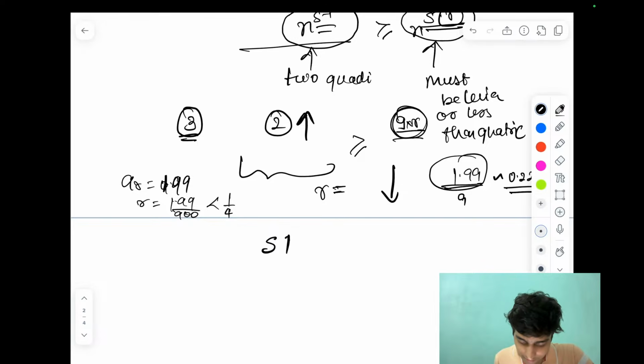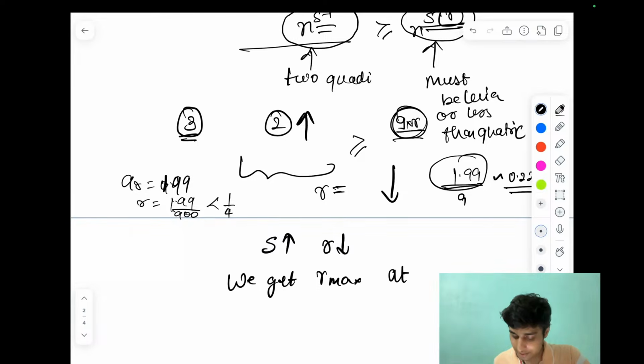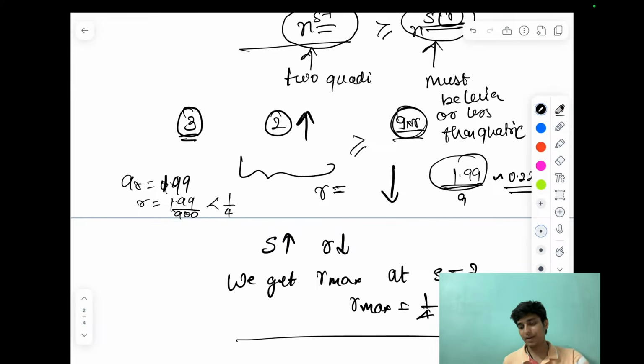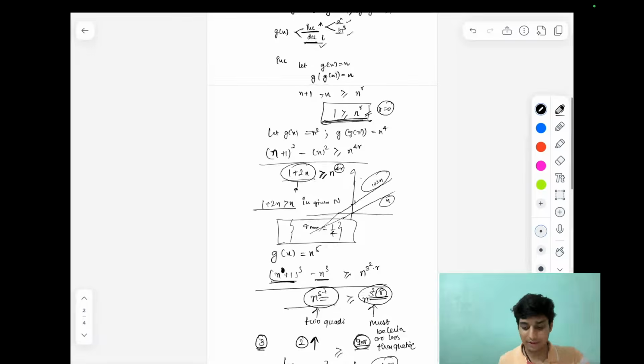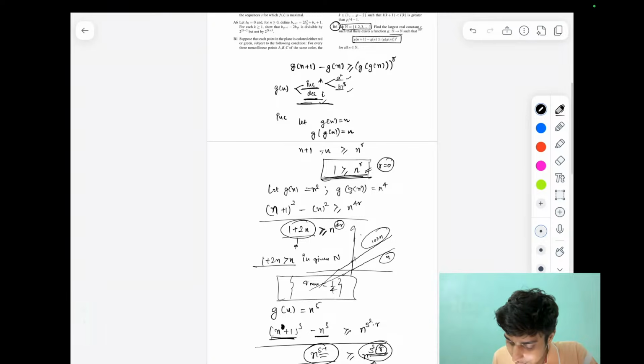So s increases, r decreases, so we get r max at s equals 2, and then r max comes out to be 1 by 4. We have checked this, meaning this function is increasing. Let's check whether this has something to do with a decreasing function or not.